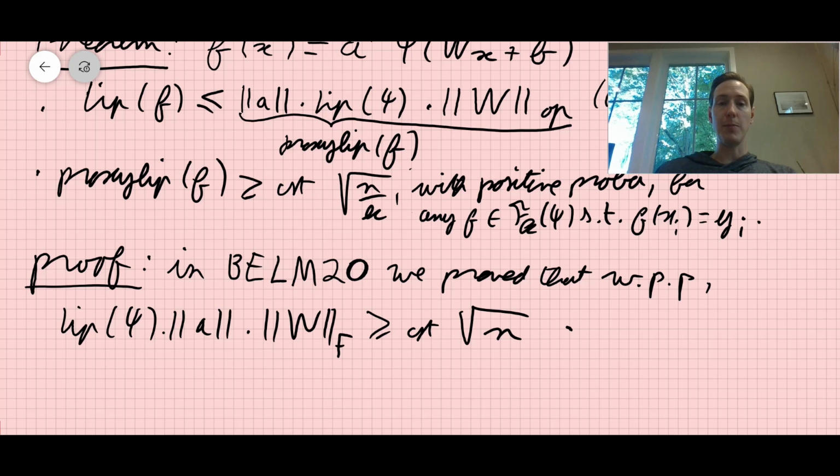It's very, very simple. So now all we need to do, you see this proxy of the Lipschitz constant, it talks about the operator norm instead of the Frobenius norm.